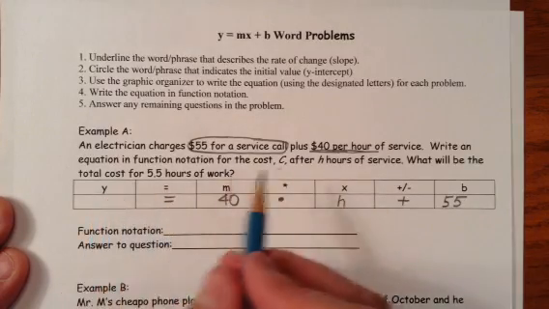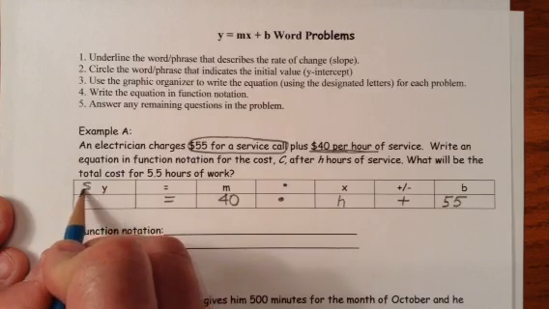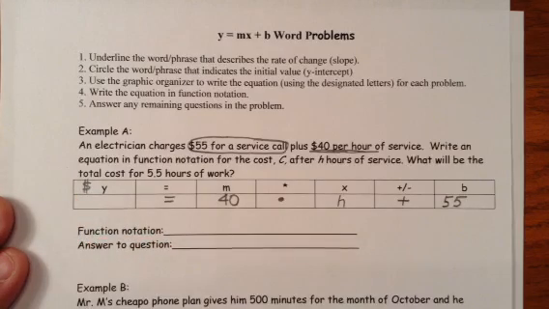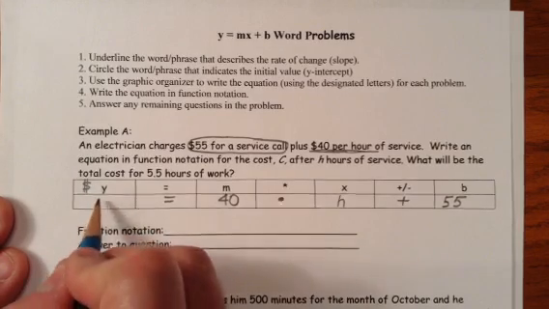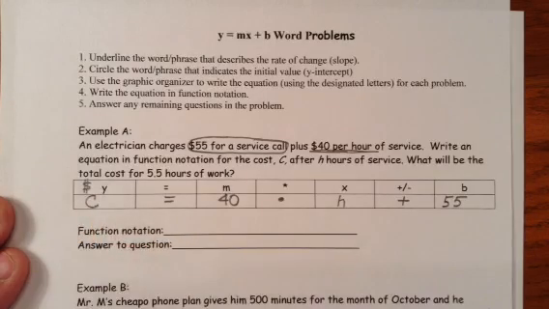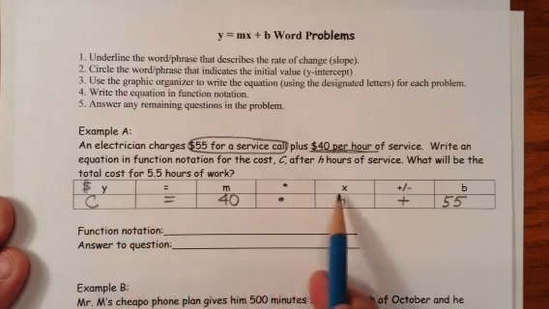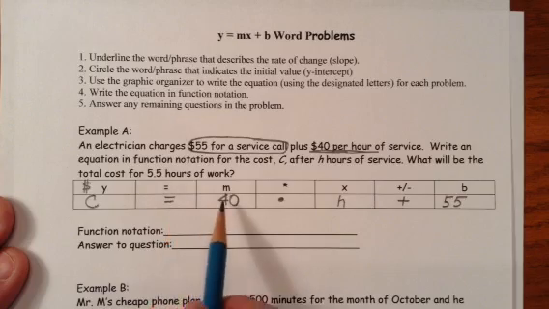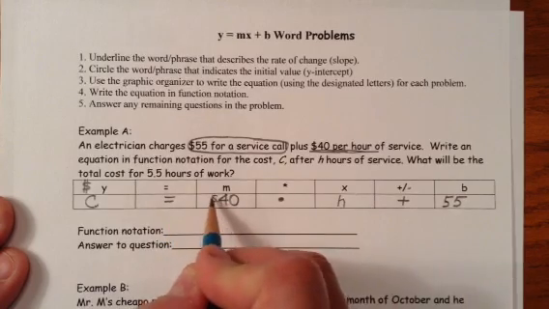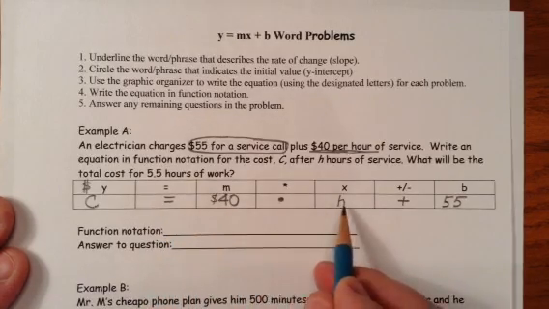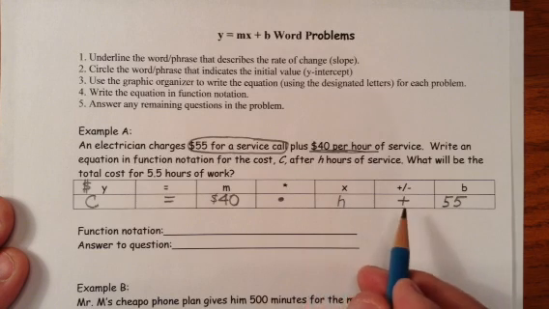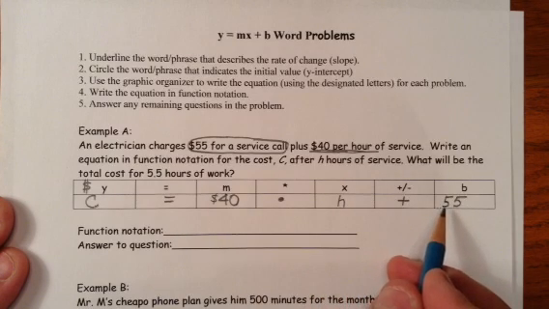And we know that C is going to be cost. Remember, your dependent variable is almost always money. So Y is going to be the money. So instead of Y, we'll use C. So we have our equation right here. The cost is equal to $40 times every hour, and then plus the service charge of $55 as well.